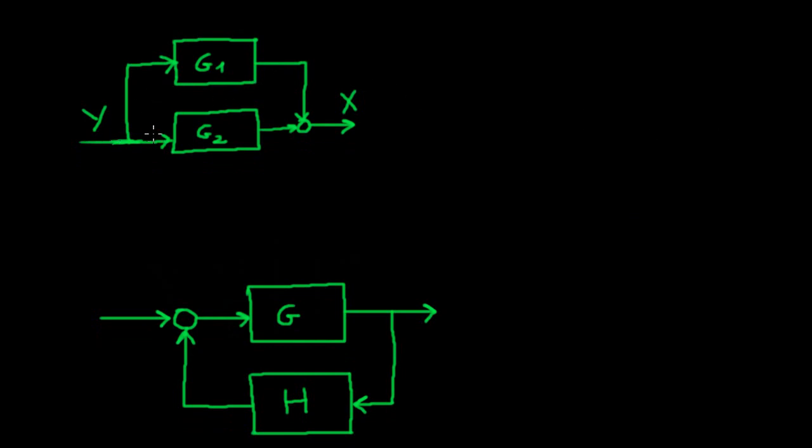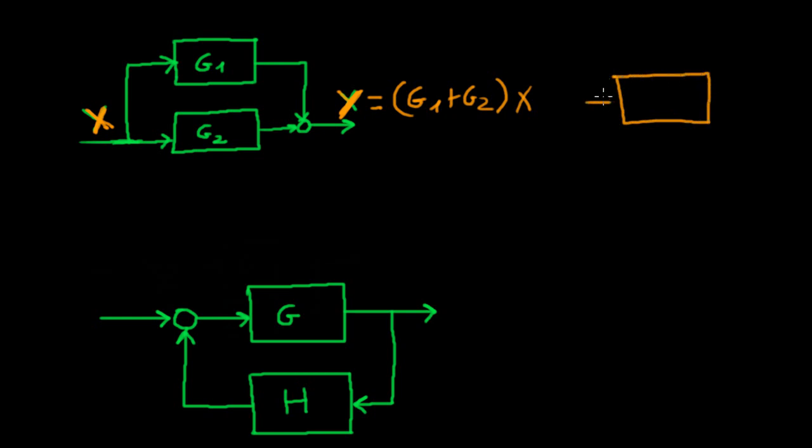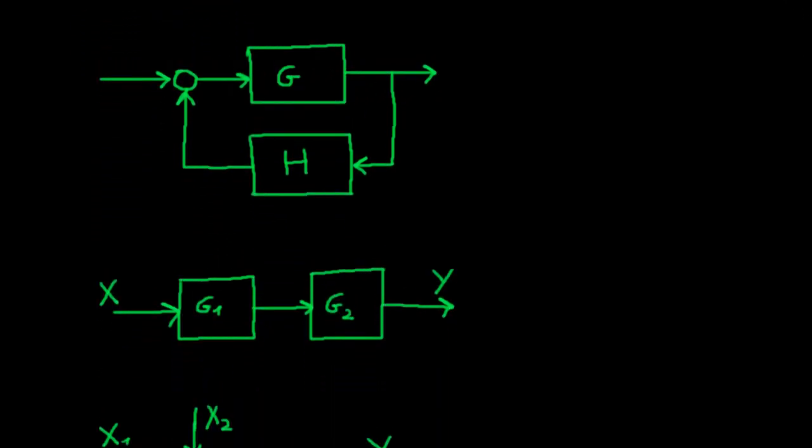This is simply two systems in parallel. Well, there's no trick here. The output, I don't know why this is x. This should be y, and this should be x. So y is equal to g1 plus g2 times x, and well, we can use block diagrams, but it is a very straightforward operation. Here is another very important one, a feedback loop.